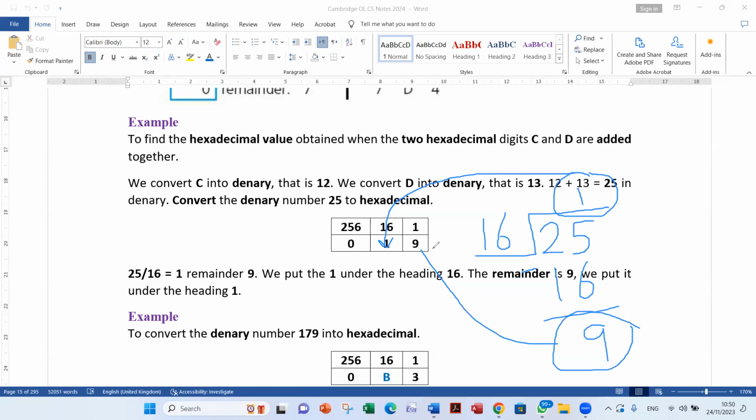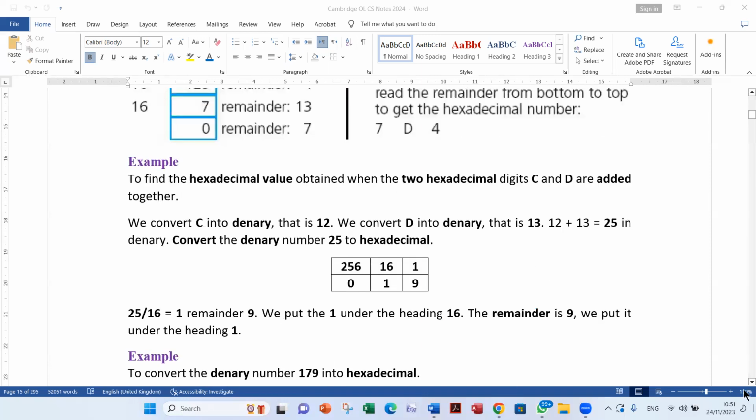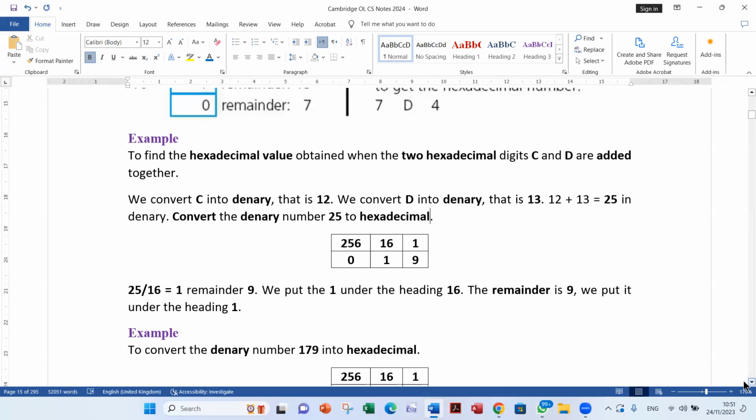Okay? So now I have successfully converted 25 into hexa by dividing by 16 and finding the remainder. Okay? Can you do the same? Let me get rid of that drawing. Can you do the same converting 179 in denary into hexadecimal? Okay, I will hide this because this is the answer.